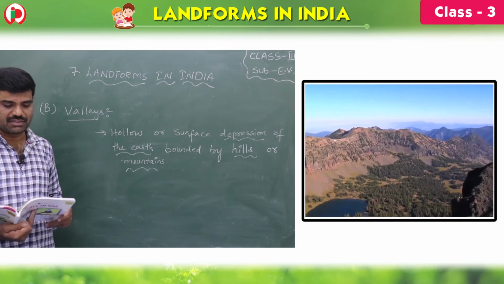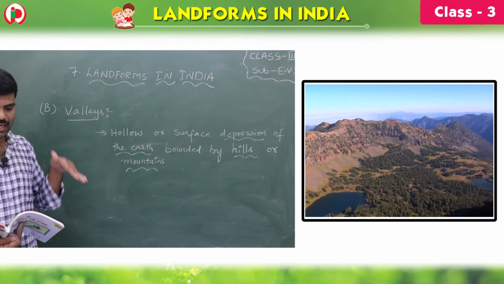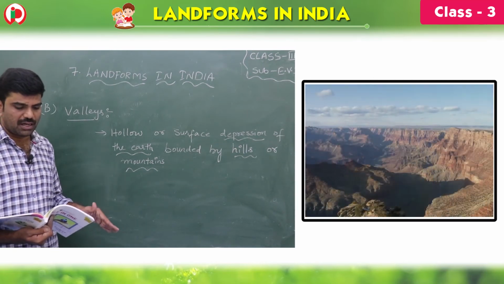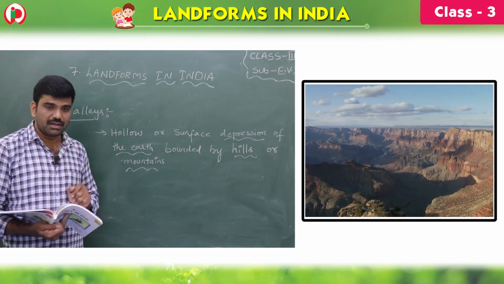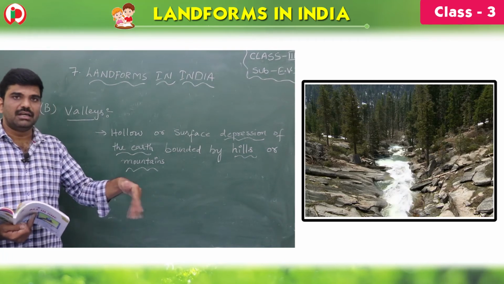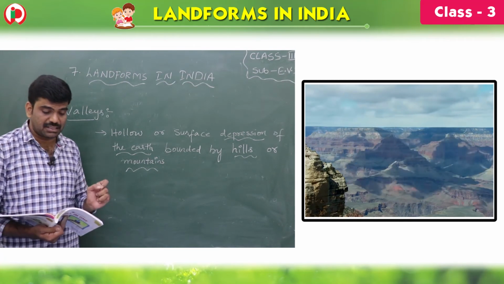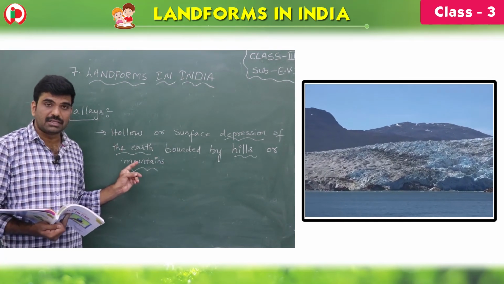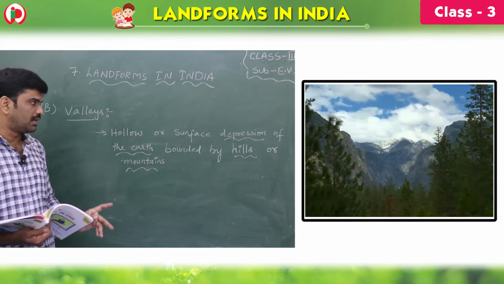A natural trough on the earth's surface. It's a natural trough that slopes down to a stream, a lake or the ocean, formed by water and/or ice erosion. So how is this valley formed? It slopes down into the stream. That means it ends with a lake or an ocean, and it is formed due to the erosion of ice or water.